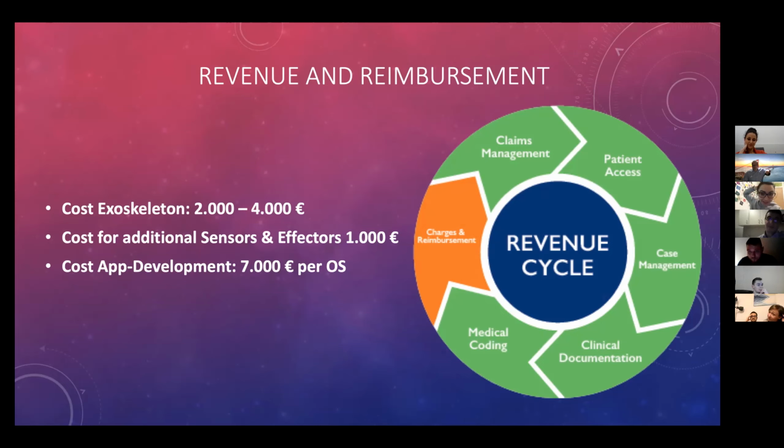So if I give you 10,000, at the end of the day I'm going to get a working Exobot with an app. Is that right?